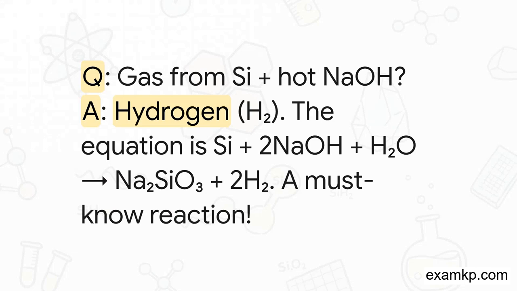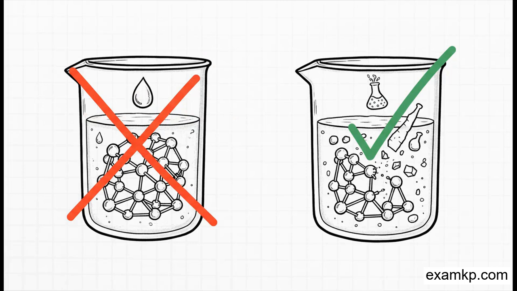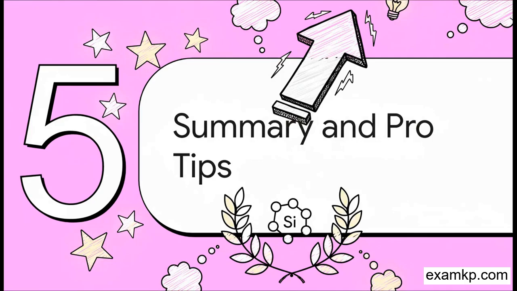See, knowing these key reactions really pays off. And for our final practice, a NECO question from 2020. Explain why SiO2 does not dissolve in water, but dissolves in hot concentrated sodium hydroxide solution. This is a why question, so it's testing your understanding. It's a two-part answer. First, it dissolves in the alkali because it's an acidic oxide, so it undergoes a neutralization reaction. Second, it doesn't dissolve in water because its giant covalent structure is just too stable, and the bonds are way too strong for water molecules to break apart. Simple as that. Excellent, excellent work, everyone.